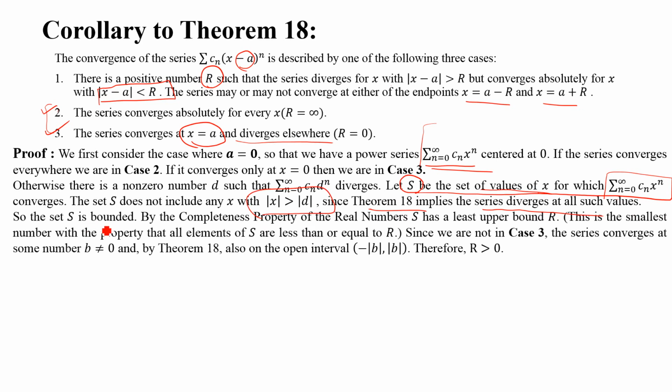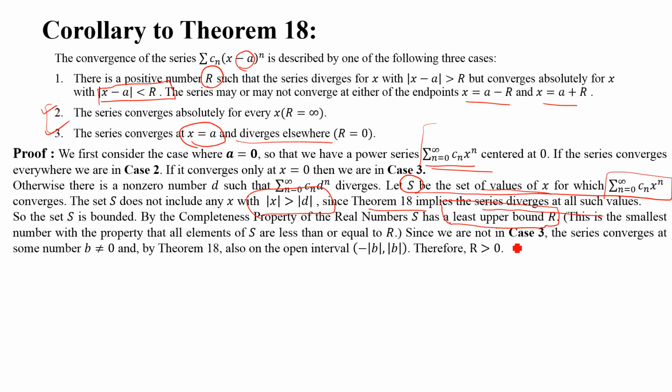So the set S is bounded. And if the set S is bounded, it must have a least upper bound, say R. So this is the smallest number with the property that all the elements of S are less than or equal to R.